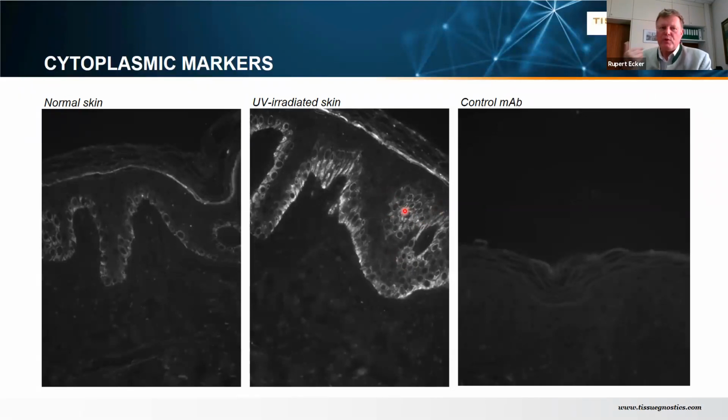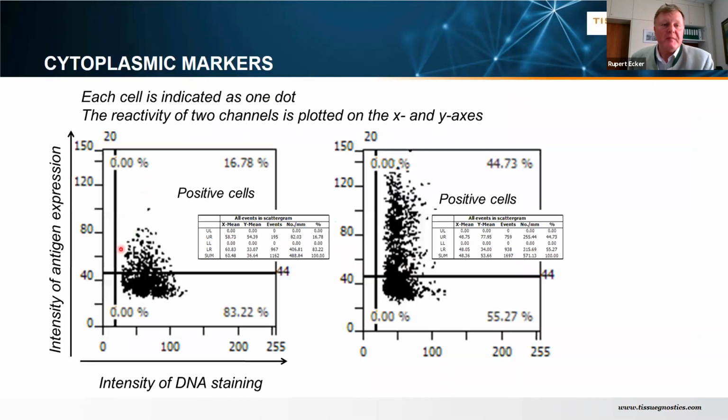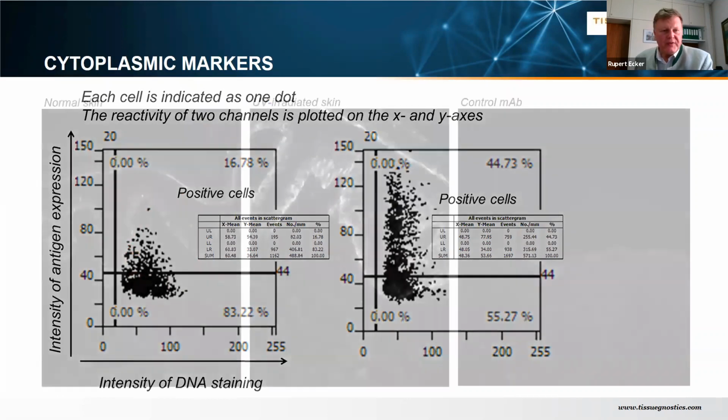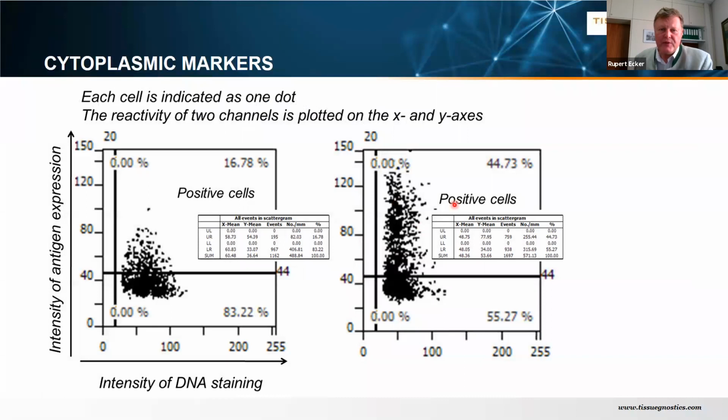Now, normally people would look at this and say, this is 1+ positive and this is 2+ positive. And then maybe your colleague comes and says, nah, I would say this is 3+ positive. So rather than discussing how many pluses you assign to a sample, TissueFAXS Cytometry will provide you an observer-independent measurement. On the left-hand side, we see the measurement result of normal skin, so of this sample. And on the right-hand side, we see after UV irradiation.